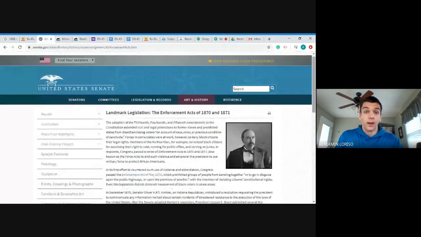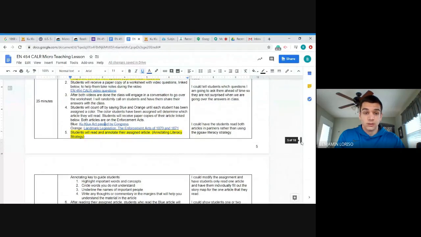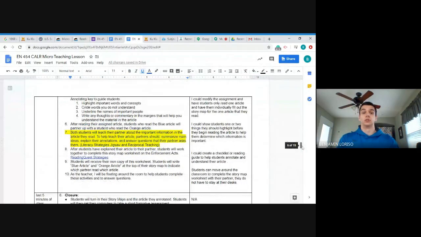And the things I want you to look for as you are annotating is to follow this key or this guide. So I want you to highlight important words and concepts. I want you to please circle words you don't understand, and you can either ask me what those words mean, or when you get into partners, you can ask each other. But I want you to identify things you don't understand because we want to clear those things up for you. And I want you to underline the names of important people. And then in the margins of these two articles, I want you to write down any thoughts or commentary that will help you better understand the material.